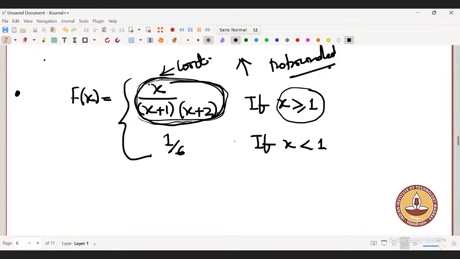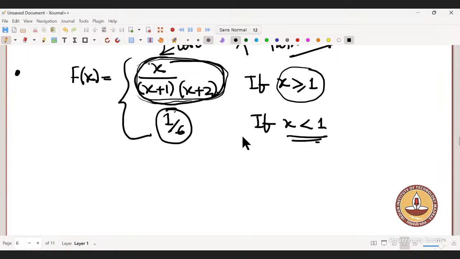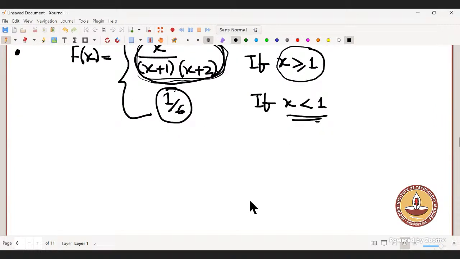And when x is less than 1, this is a constant function, right? Yeah. So again, a constant function is continuous, right? So the only problem is at x equal to 1. So at x equal to 1, you need to check whether this function is continuous or not, right? Okay. So for that, what do you need to check? You need to check first.